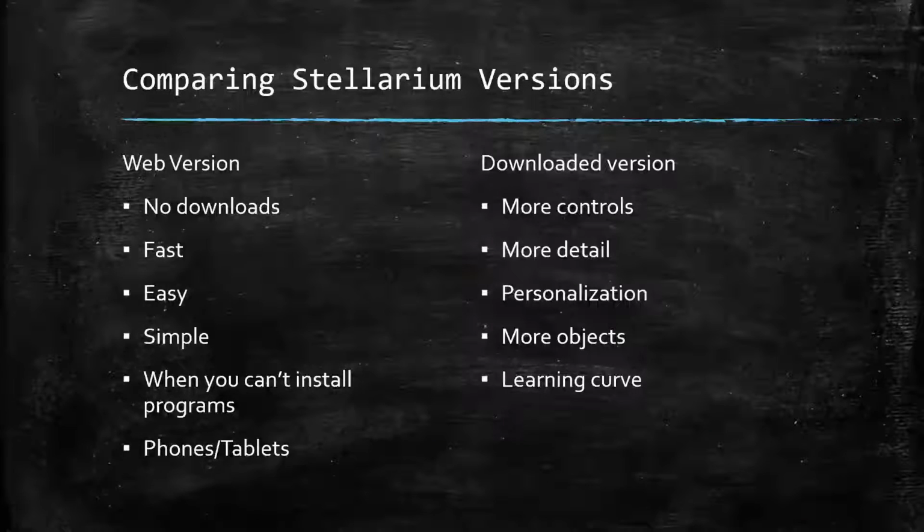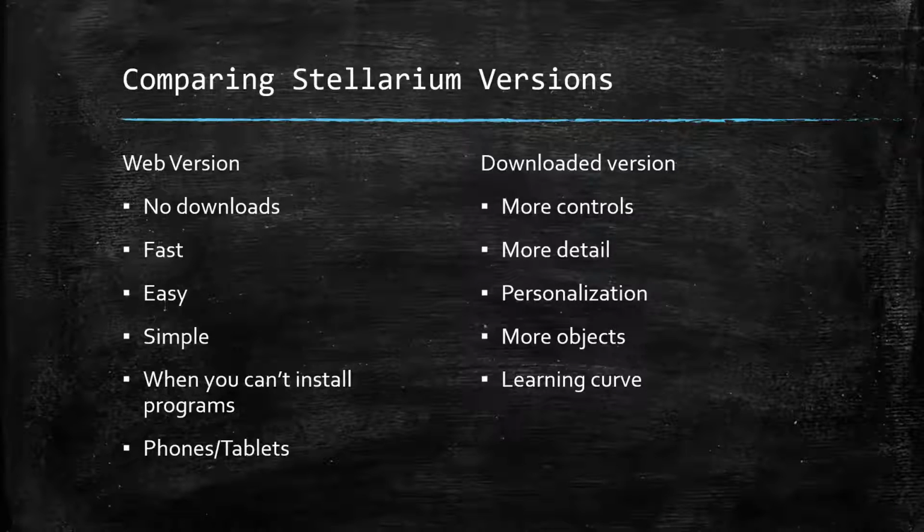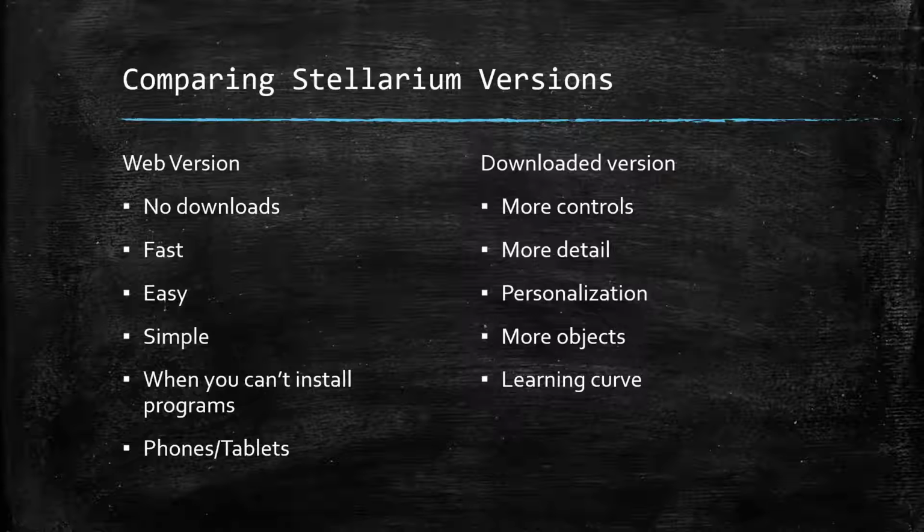Briefly, here are some of the pros and cons of the two different flavors. The web version, there is no download. It's fast, it's easy, it's very simple. It's great when you are using a computer or a tablet where you can't install anything, you don't have permissions. And it apparently works very well on phones and tablets. I've tried it on tablets and it's been fine, and I use a different app on my phone. But that's what we have on the web version.